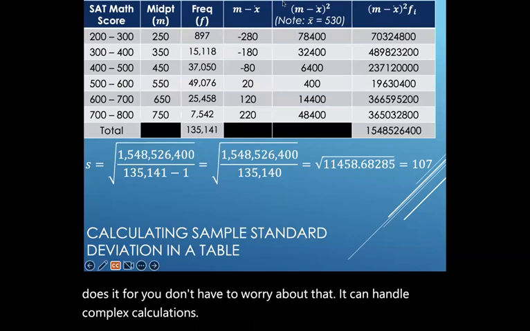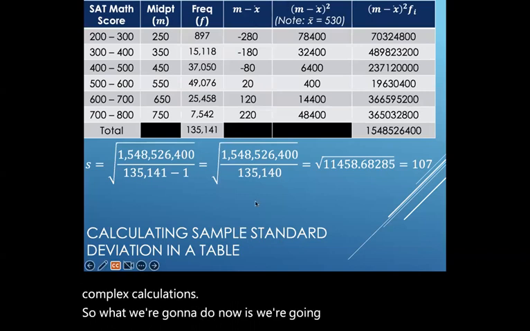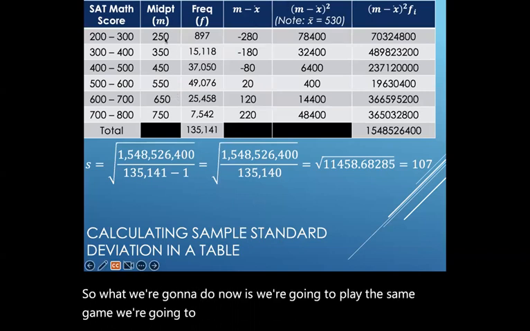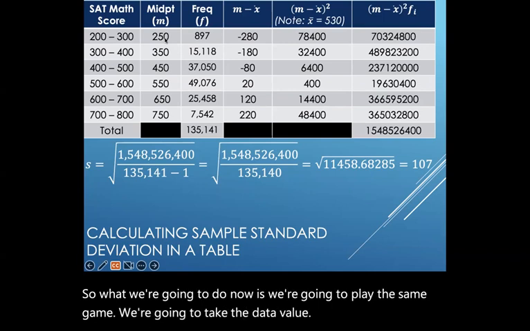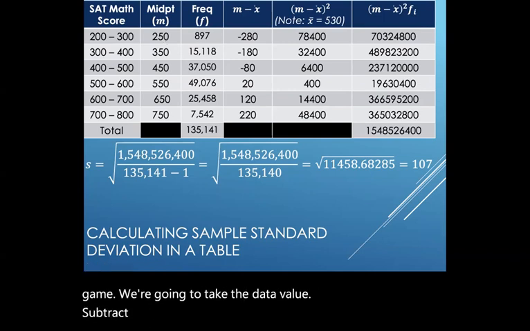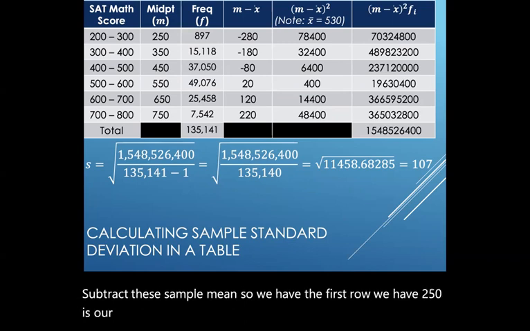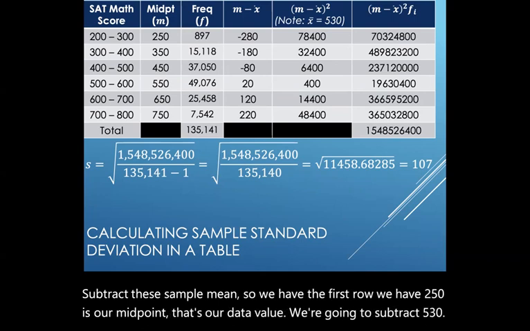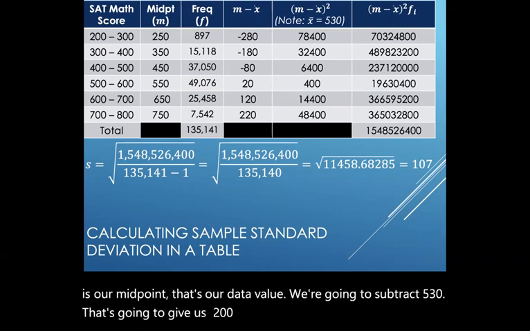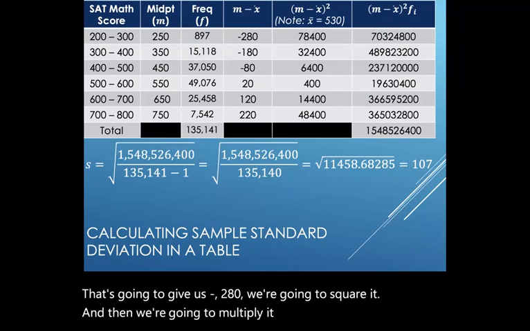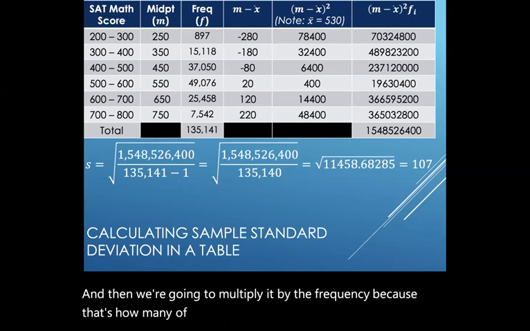So what we're going to do now is we're going to play the same game. We're going to take the data value, subtract the sample mean. So we have the first row, we have 250 as our midpoint. That's our data value. We're going to subtract 530. That's going to give us negative 280. We're going to square it. And then we're going to multiply it by the frequency because that's how many of those data values are there.